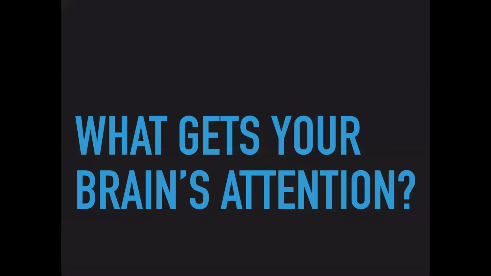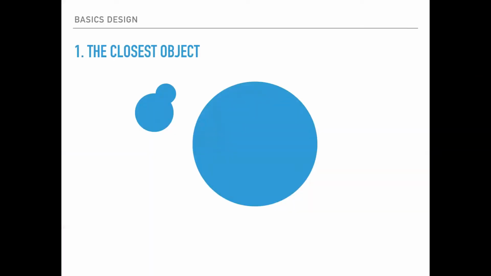So what gets your brain's attention? How do we know these things without really seeing them or being told them? Let's look at the 6 basic elements. The first element is the closest object or distance.